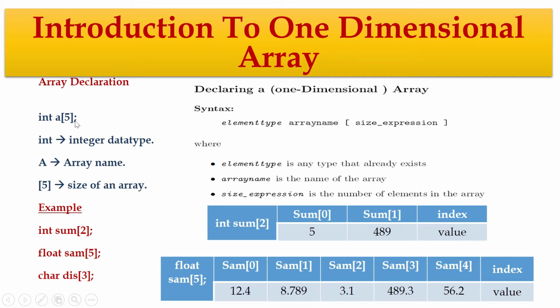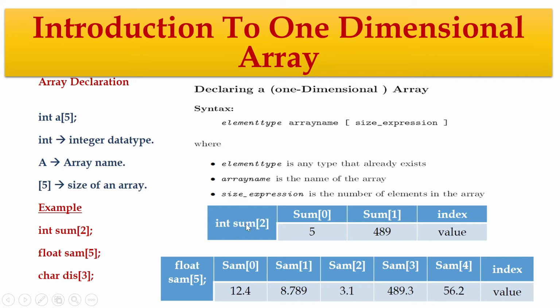So how to declare an array? Here's the syntax. Element type is nothing but the data type, and the array name is subject to C++ identifiers. And then size. What is the size of an array? It is specified by the size expression. For example, I have declared an array called A of 5. The array name is A and it's going to hold 5 values of integer data type. Another example, int sum of 2 means I have declared an array sum that is going to hold 2 values of integer data type.